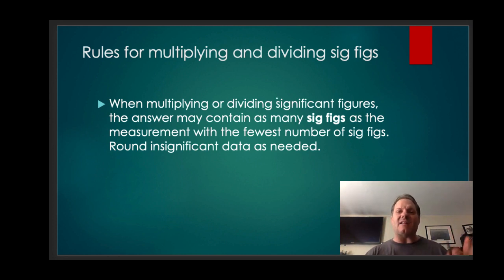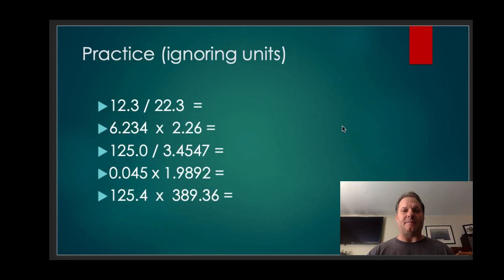So this looks a lot like our addition and subtraction rules, but now we're looking at sig figs rather than decimal places. So when we're adding and subtracting, we're thinking decimal places. In multiplying and dividing, we're counting the sig figs. Our answer is only going to have as many sig figs as the measurement with the fewest number. So let's take a look at some examples here.